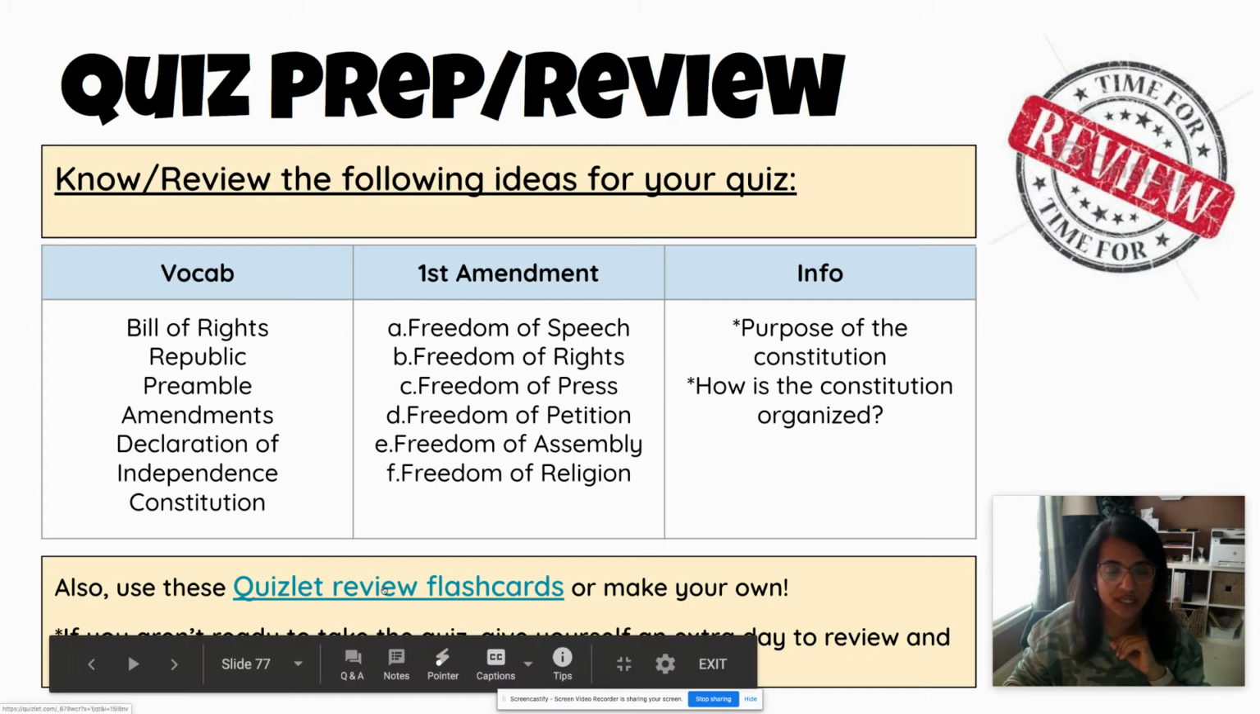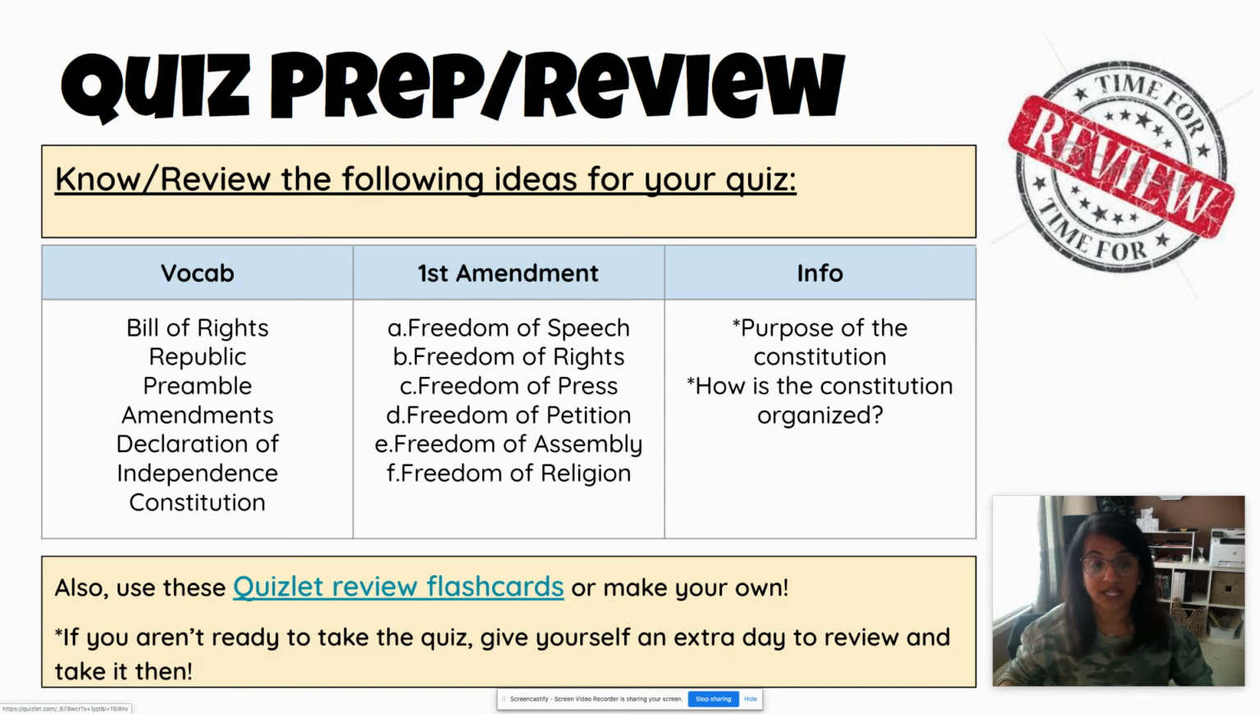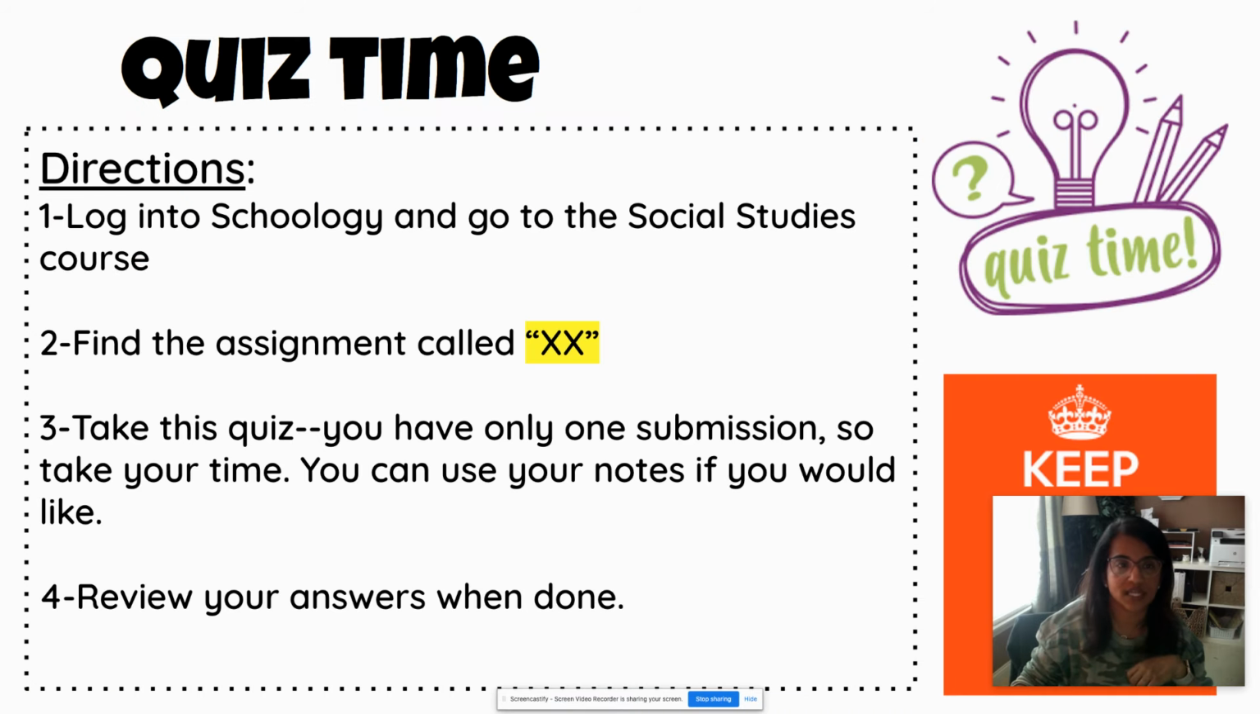Okay. If you click right here on these Quizlet flashcards, you can use those flashcards to help you review, or you can make your own. And if you're not ready to take the quiz right now, no problem. Take another day and just stop and review. And then you can, of course, take the quiz when you feel comfortable. But it shouldn't be too bad if you paid attention to all of this good stuff, okay?